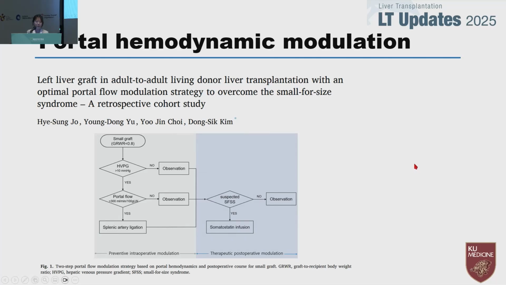Actually, our institution is one of the most active centers in Korea for LDLT using left lobe graft. When both left and right lobes are possible, we prefer left lobe hepatectomy because of donor safety. In addition, through basic and clinical research, we have extensive experience in investigating small-for-size syndrome by portal hemodynamic modulation. Therefore, through this research, we hope that we can promote LDLT with left graft and expand transplant opportunities for patients who were not able to undergo LDLT because of the small future liver remnant.